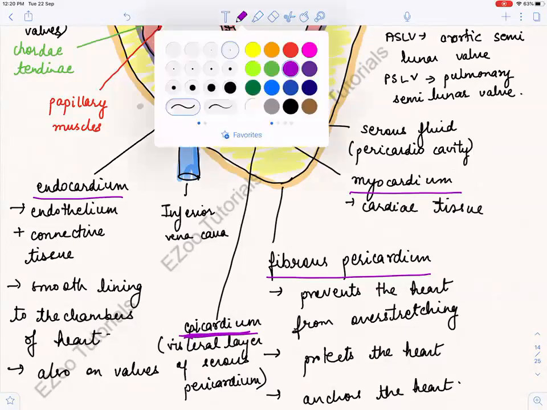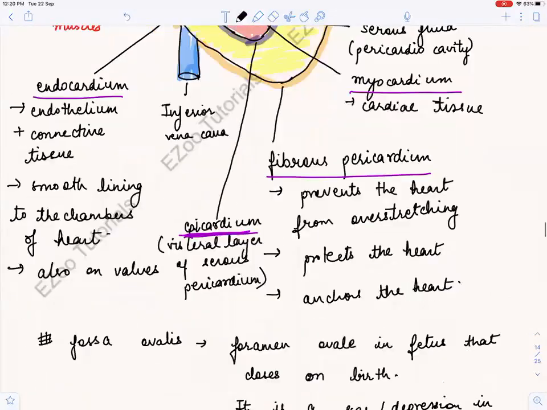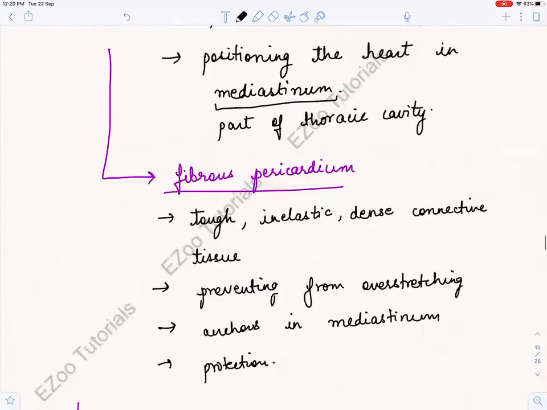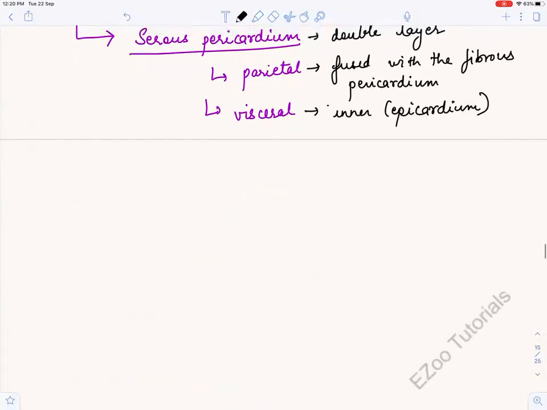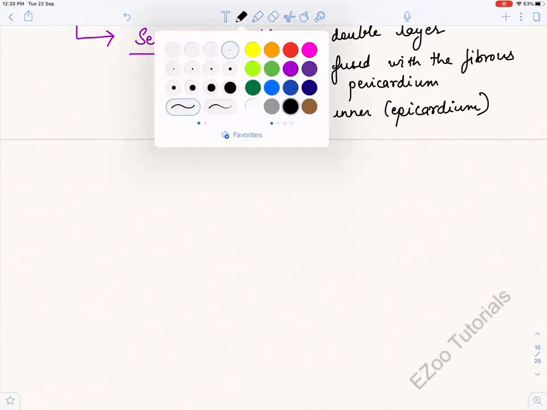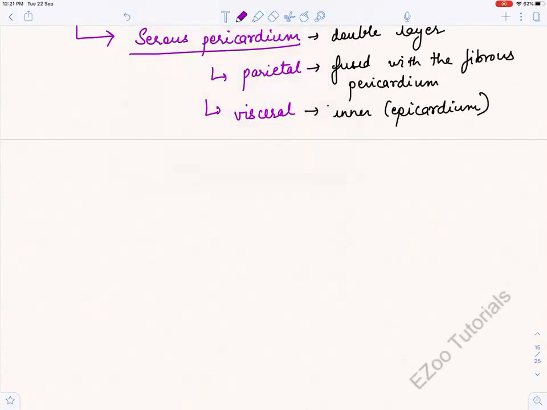Now we understood about the various layers of the external structure: fibrous pericardium, serous, parietal and visceral. Now let us see, what is this pericardial cavity filled with? It is filled with the pericardial fluid. So if we see about the cavity, which cavity? The pericardial cavity.